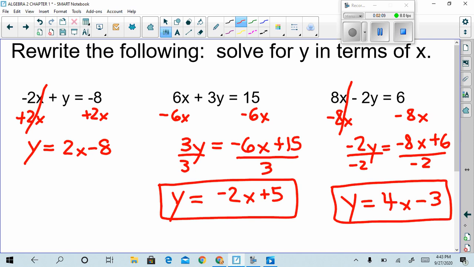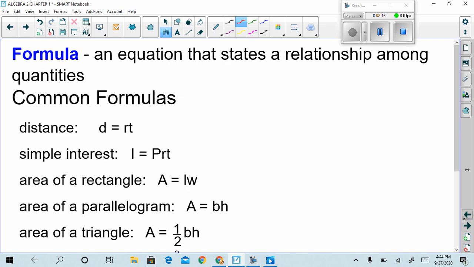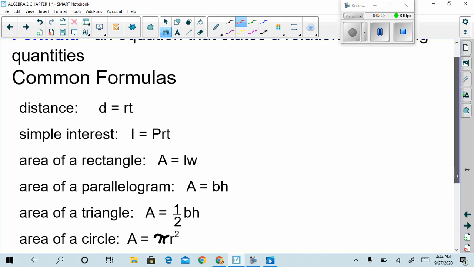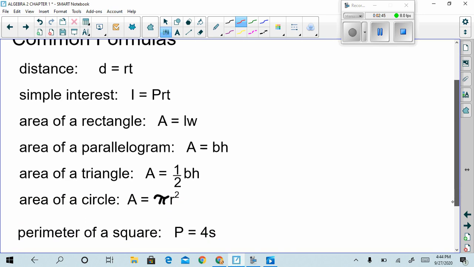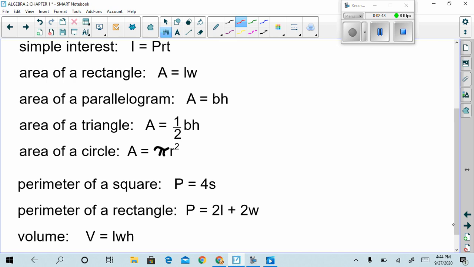And the next part of the same lesson is to talk about formulas. Well, formulas are just equations that state a relationship between different quantities. And I've listed here some of our common formulas. We have the distance formula, distance equals rate times time. Simple interest, which is what you either pay or you earn when you're investing or borrowing money: interest equals principal times rate times time. Then I have a few, not all, but a few of the area formulas that you'll see and we've already encountered in geometry class. And I threw in a couple perimeters as well as a volume. So here's a list that you should know, but if you'd like, copy them in your notes. They're good to have as a reference.